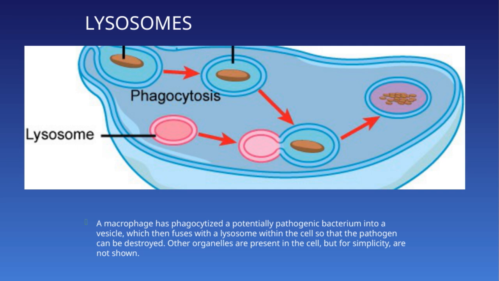Lysosomes are specialized organelles filled with enzymes that can break down and destroy pathogens. When the vesicle merges with the lysosome, the enzymes inside can then act on the bacteria, effectively destroying it and preventing infection. It's also worth mentioning that this process is just one part of the immune response. The cell has other organelles working behind the scenes, but for simplicity, they're not shown here. The key takeaway is how lysosomes play a critical role in pathogen destruction, which highlights the importance of cellular defenses in our overall immune system.